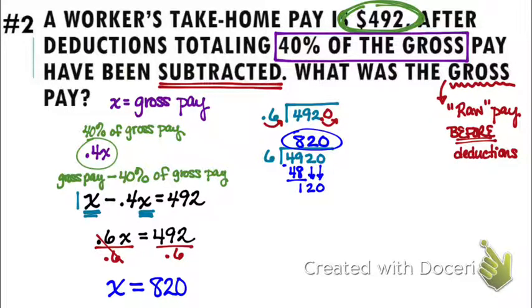There we go. Give me a sentence. The gross pay was $820.